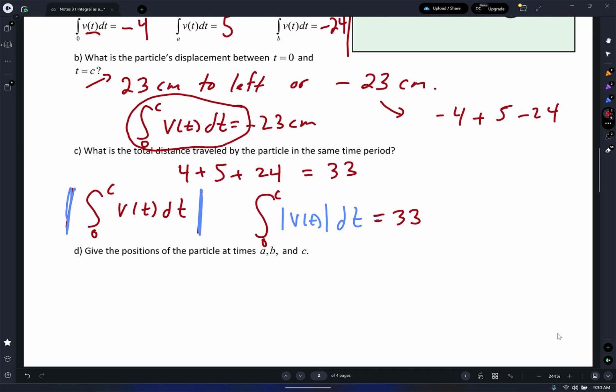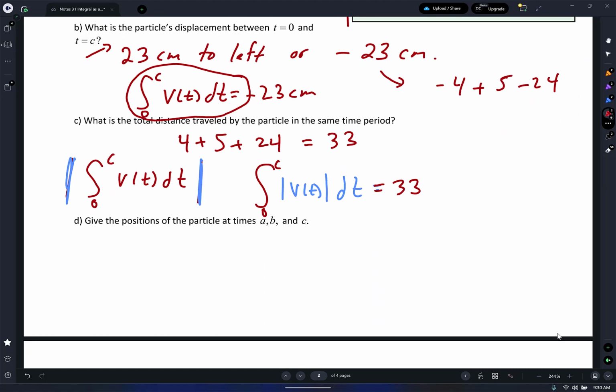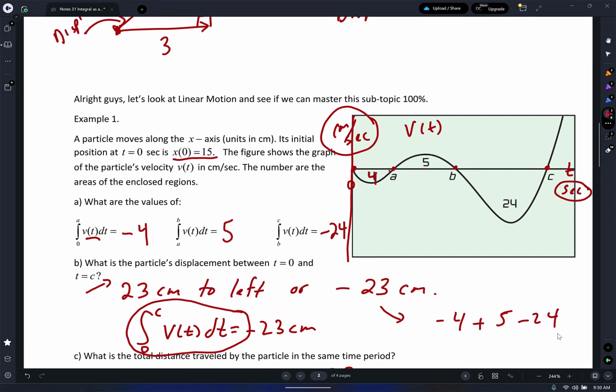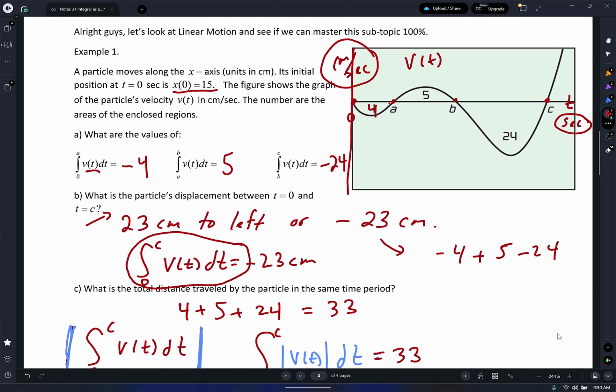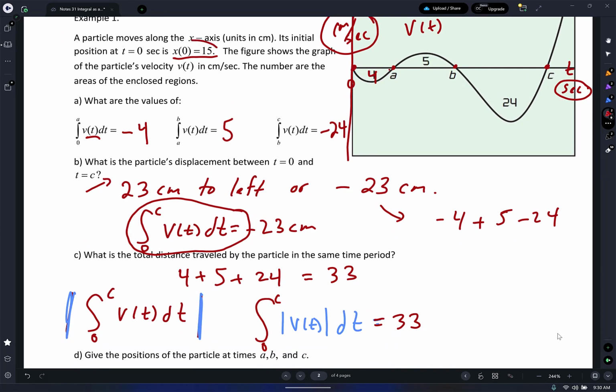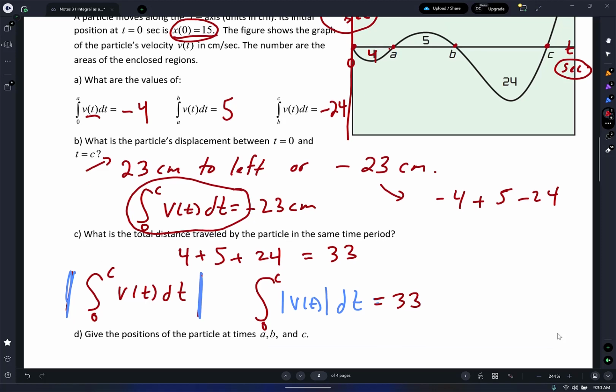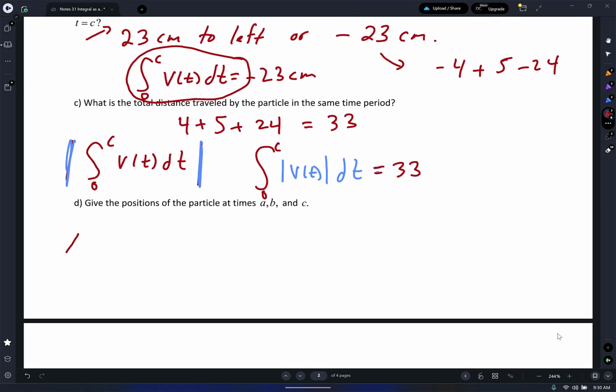All right, here we go. Give the positions of the particle at A, B, and C. Here's how we're going to do it. Ready? What letter did they use? S? No, X. So it's particle motion on the x-axis. So look what they tell me. Don't they tell me that my initial position was 15? So here's how you're going to write it. I'm going to write my position at A is equal to my initial position, x of 0, plus my displacement between 0 and A. So integral 0 to A of v of t dt.